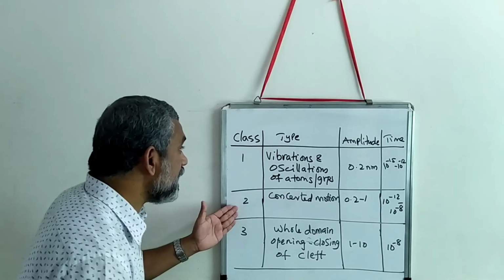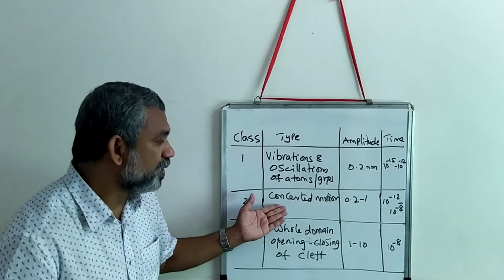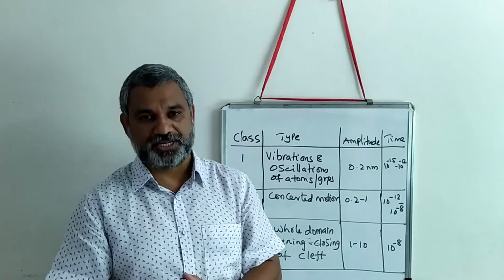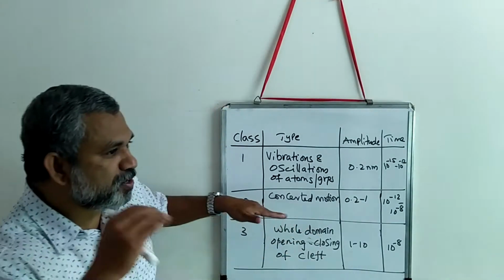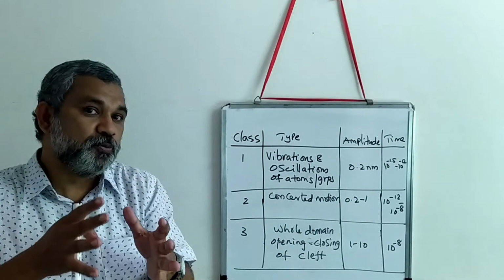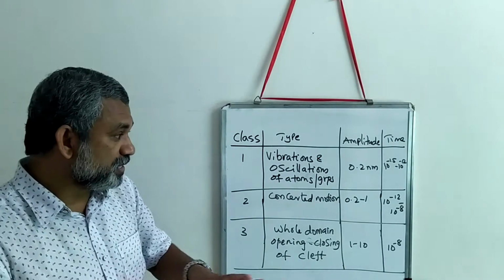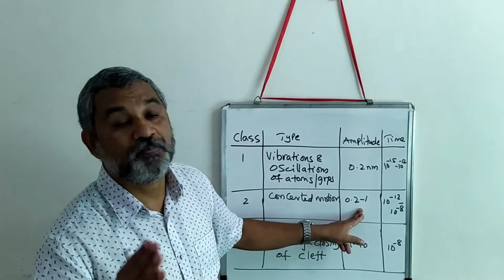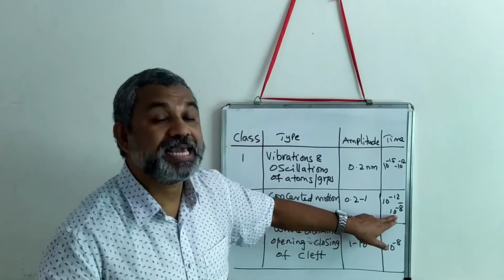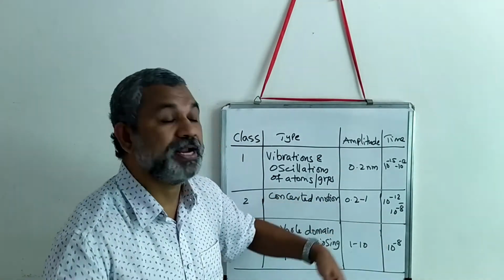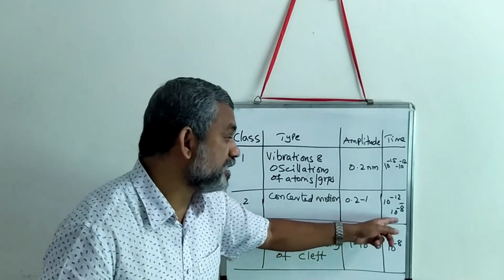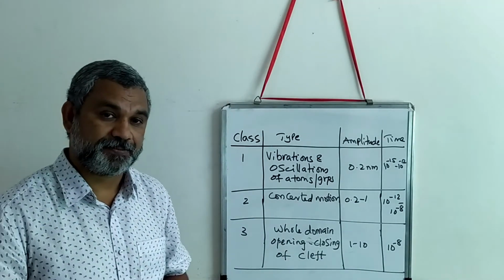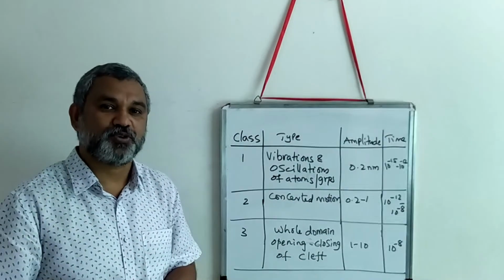The second class of motion is called the concerted motion. In the concerted motion of certain groups, certain residues, it has an amplitude of 0.2 to 1 nanometer, and it will take a time lapse of 10^-12 to 10^-8 seconds. That is the second class of motion.